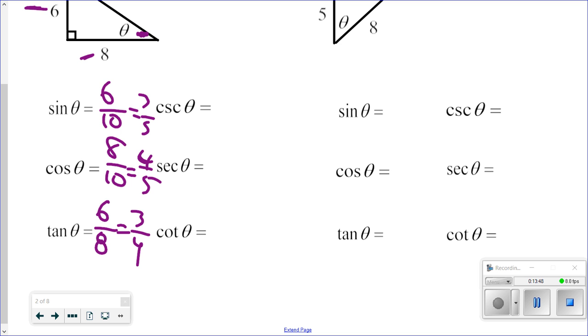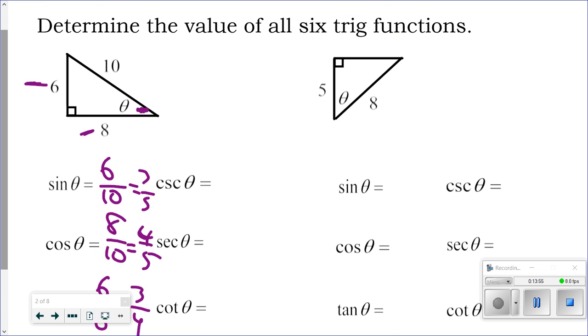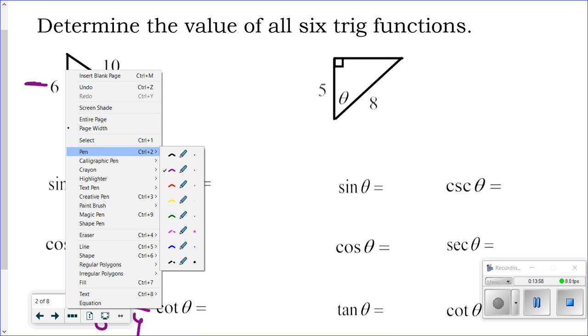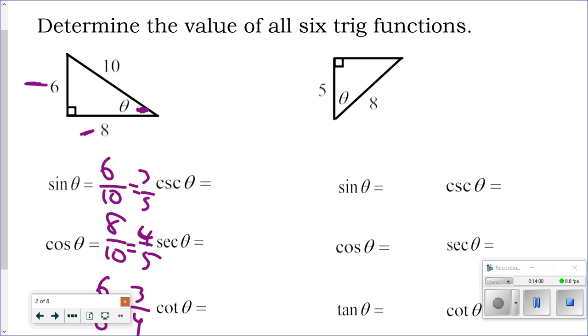So, looking at the other triangle, we can do this on the other triangle, but we got a problem, don't we? What's going on in the second triangle? What's going to screw me up on this one? I'm missing a side, aren't I? Yeah. And I can't set up ratios if I don't have a side. However, it's a right triangle, and if I have 2 sides, what can I use to find the third one? Pythagorean theorem.